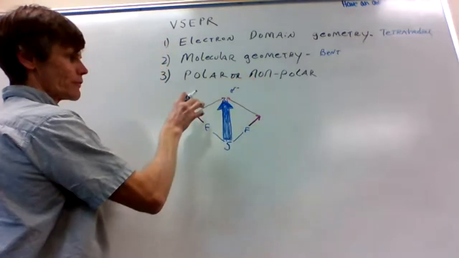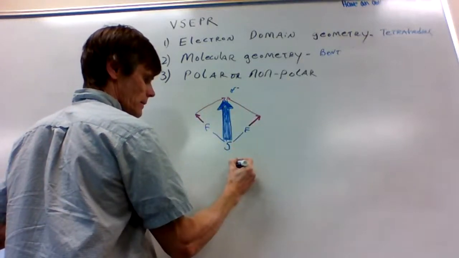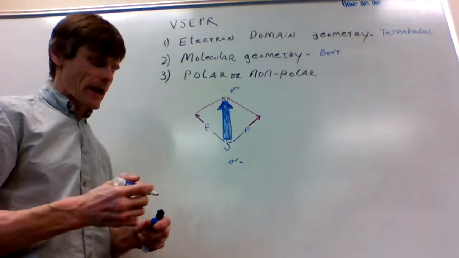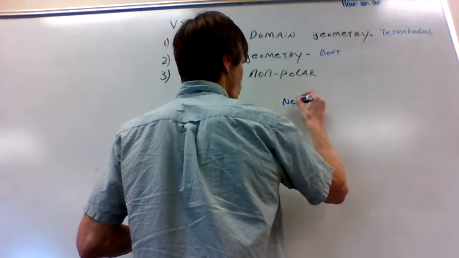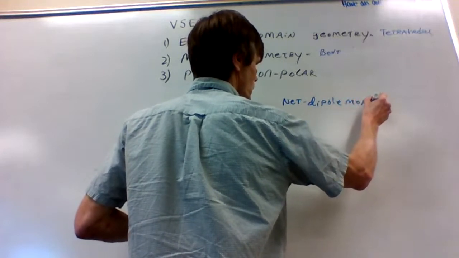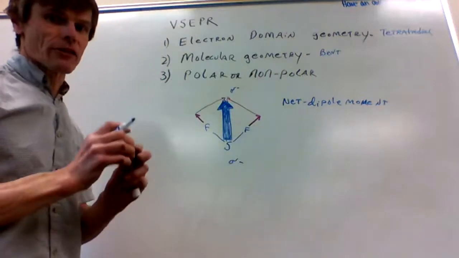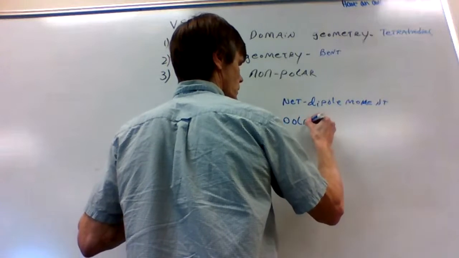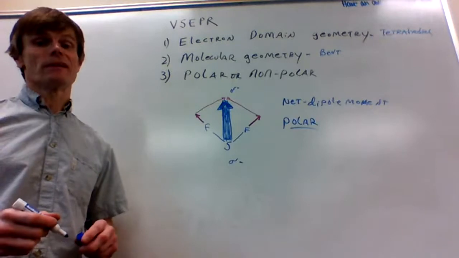And we end up with a region of slight negative charge up here where our fluorines are at, and a region that's a little less electronegative on the bottom of the atom. And we would see that this does have a net dipole moment. And unlike carbon dioxide that was linear, this molecule, sulfur difluoride, is polar.